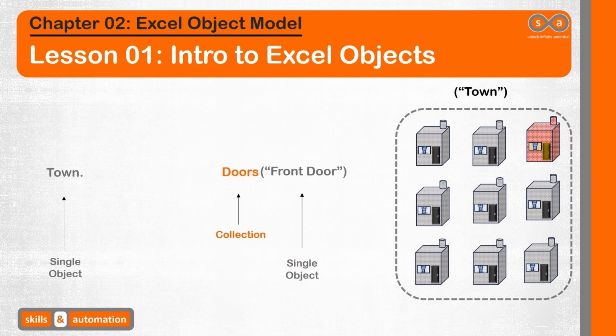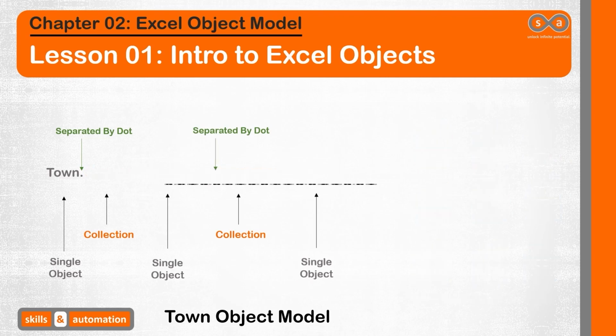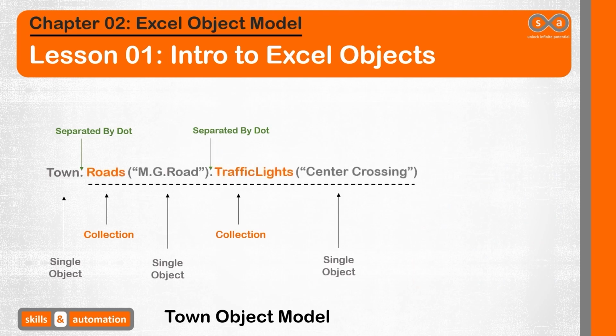And the town has many houses, which is a collection. Out of all the houses, I want to refer specifically to my house, which is an object in the houses collection. And within my house, I want to specifically refer to my front door. This is a hierarchy within the hypothetical town object model. It isn't the only hierarchy. We can have a windows collection within the house object, and we can have a roads collection within the town object and refer to a traffic light on that road.